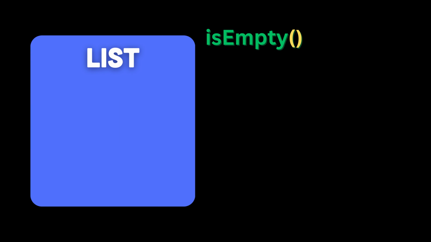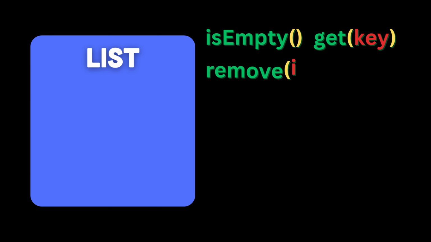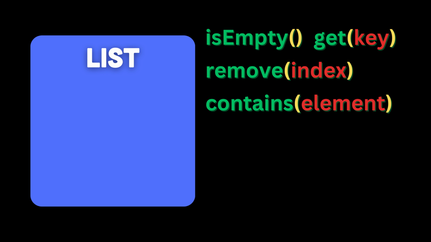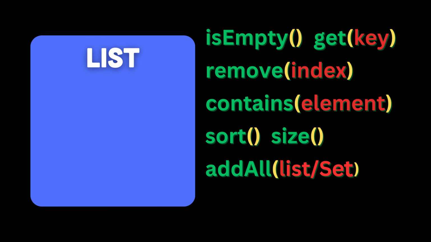We will discuss the isEmpty method, the get method that accepts a key parameter, the remove method that accepts an index as a parameter, the contains method that accepts an element parameter, the sort and size methods, and the addAll method that accepts either a list or a set.